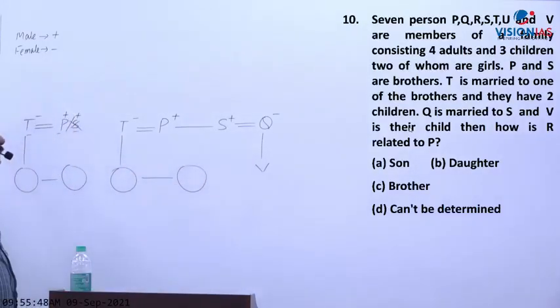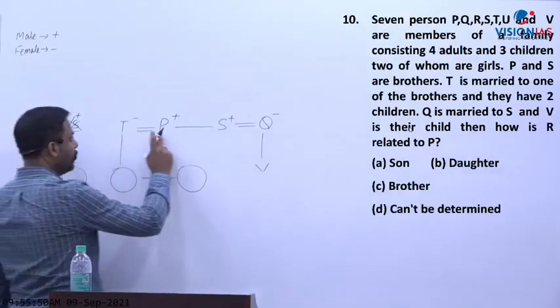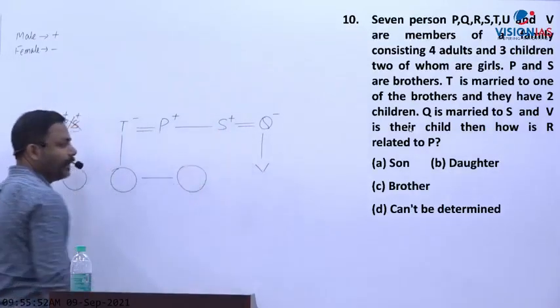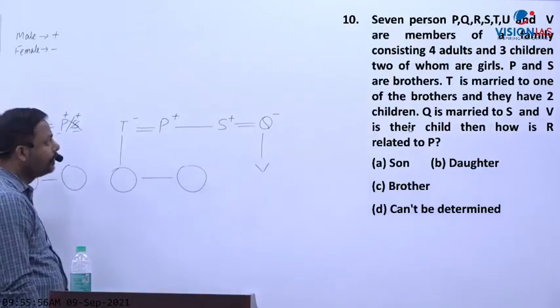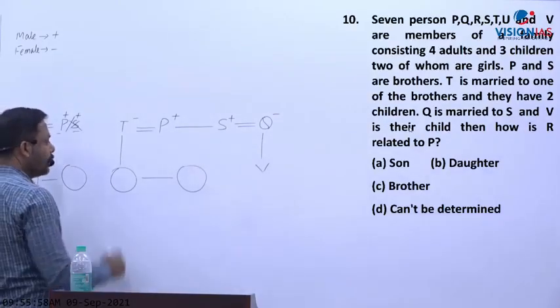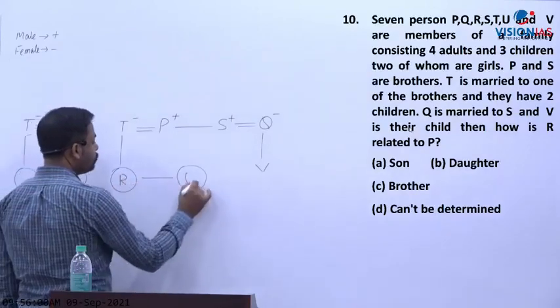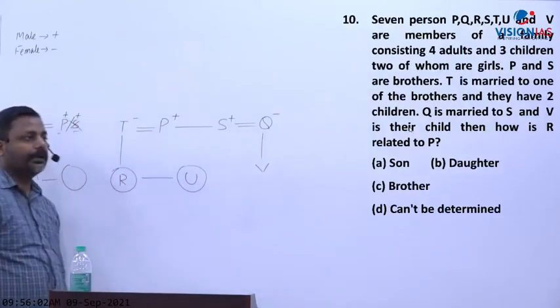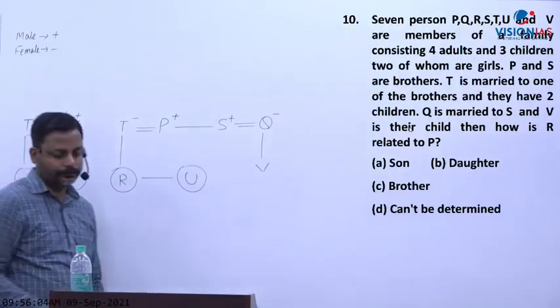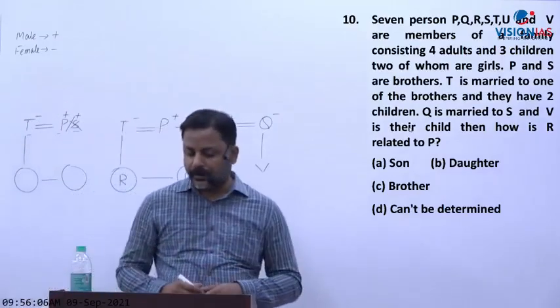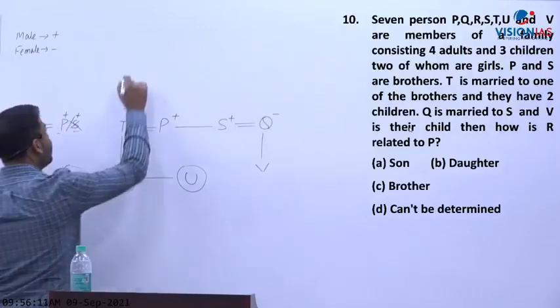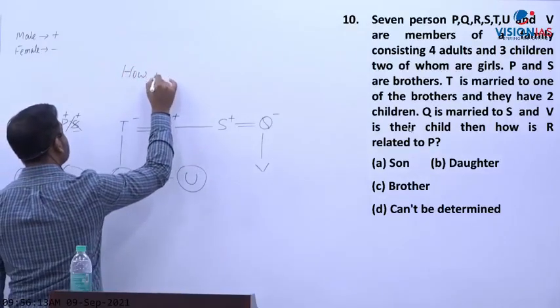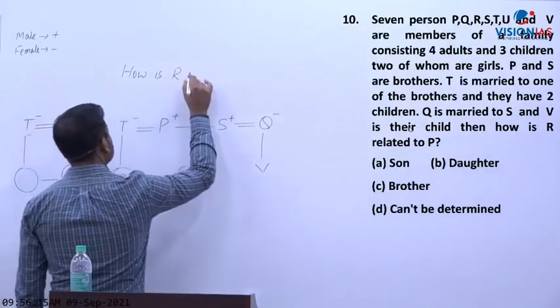So out of 7, we are getting the names of 5 persons. So we are left with only 2 persons, R and U. These 2 are missing, so here we will place R and U. Now the question is, how is R related to P?